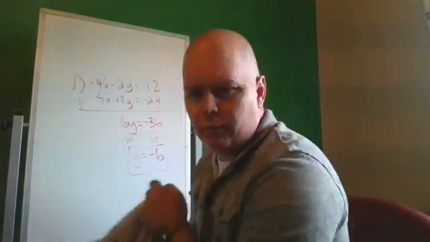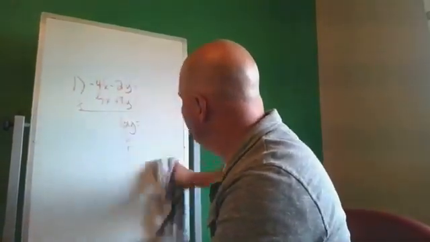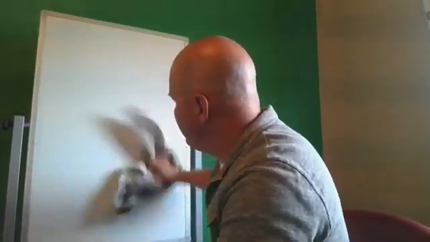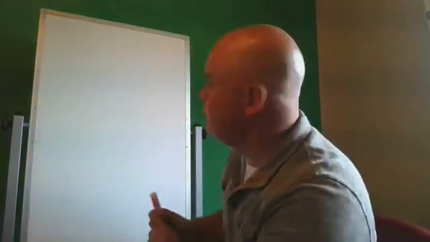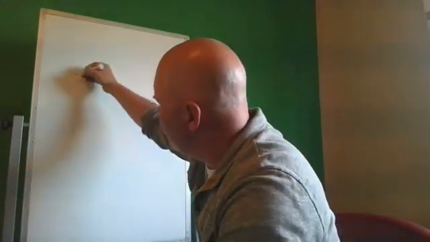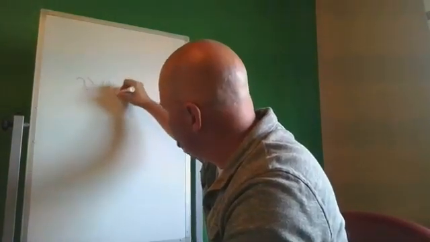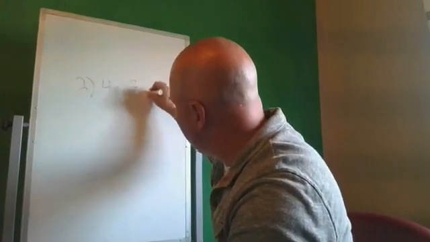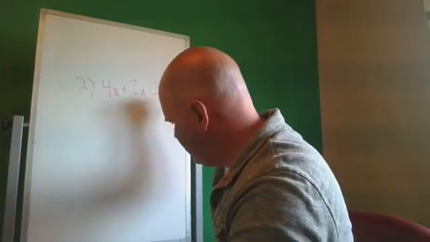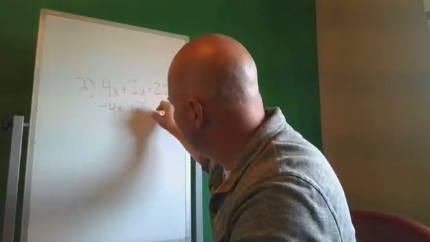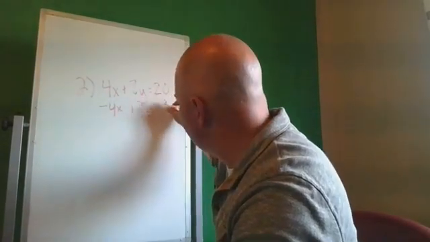So that's it. So let's go on to number 2 real quick. And again, I dropped my pen back here somewhere. Okay. So for number 2 in your homework today, what it's asking you to do is exactly the same thing. We have 4x plus 8y is equal to 20. And we have negative 4x plus 2y is equal to negative 30.